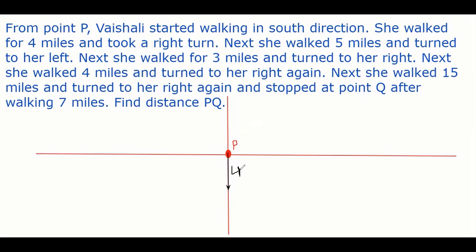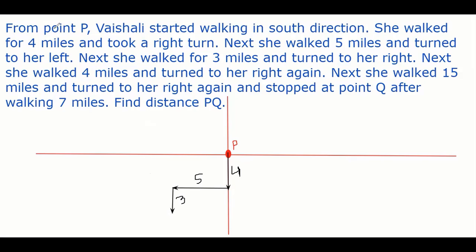Then what? And took a right turn. So which direction? Means east or west? West. Right side, west. How much? 5 miles. Read next. And turn left. So which direction now? South. Correct. Then 3 miles. Very good.